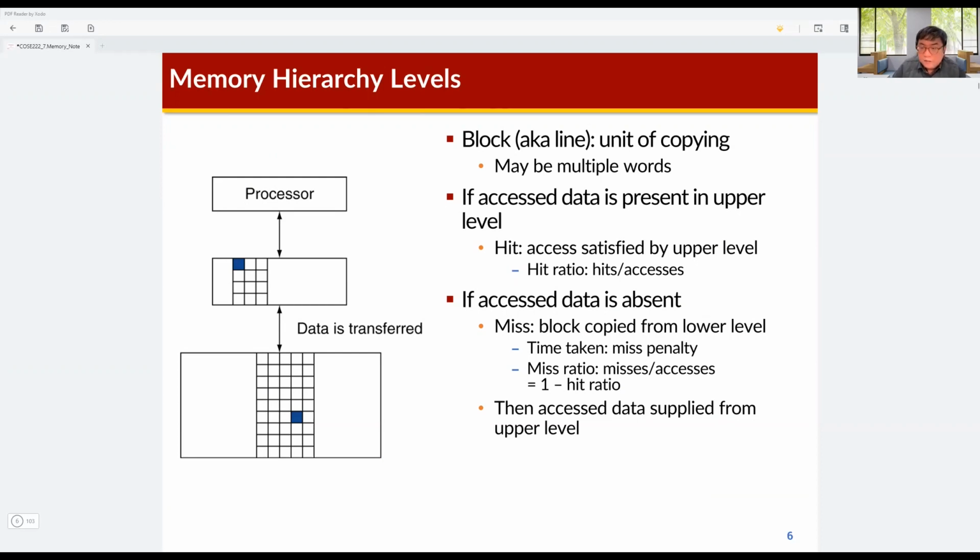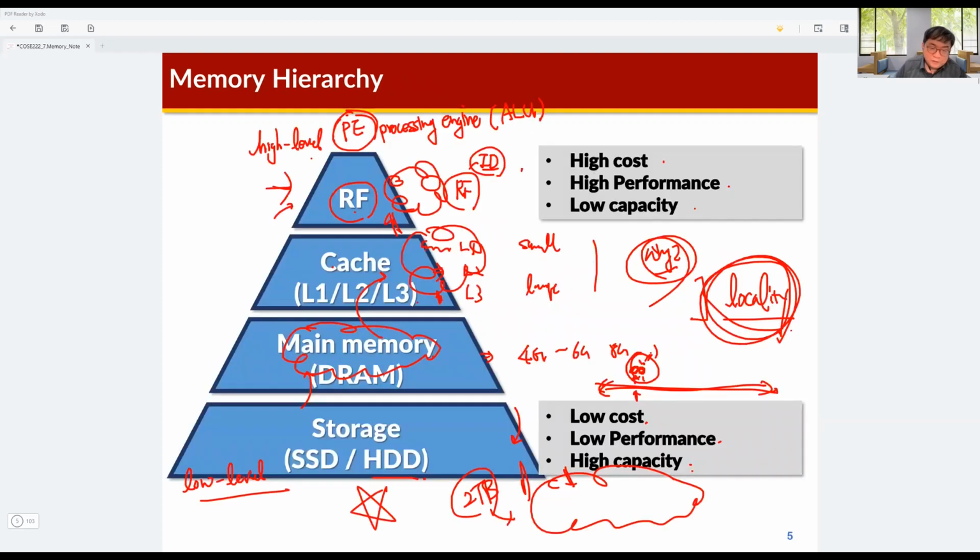In this slide, just remember hit and miss. In the previous class, I mentioned that we will use hit and miss frequently in chapter 5. So just remember the meaning of hit and miss. The storage is managed by the operating system, and usually the main memory is managed by hardware. So we just focus on the main memory.